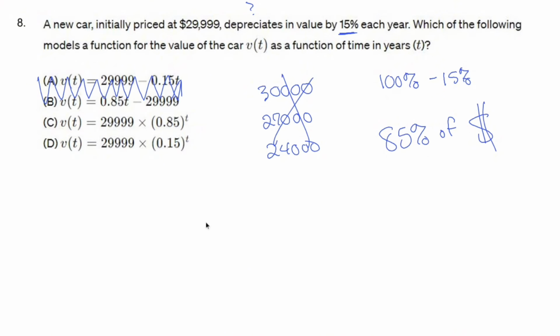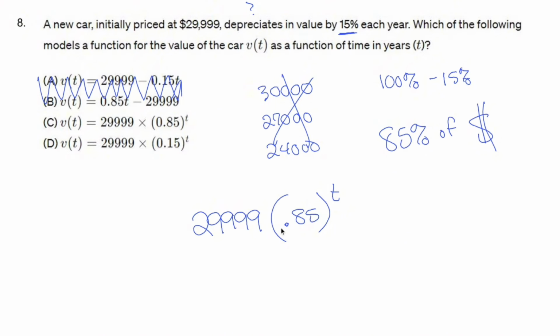So what we're going to do is we're going to take our initial value, which is that. We're going to multiply it by 85%, which is 0.85, and we're going to repeat the process every t years. So that after 2 years, we do 29,999 times 0.85, whatever that number is, times 0.85 again.